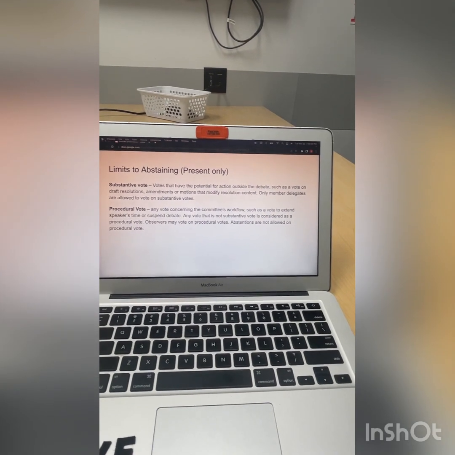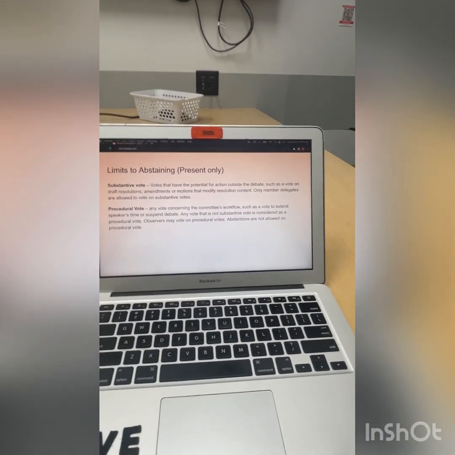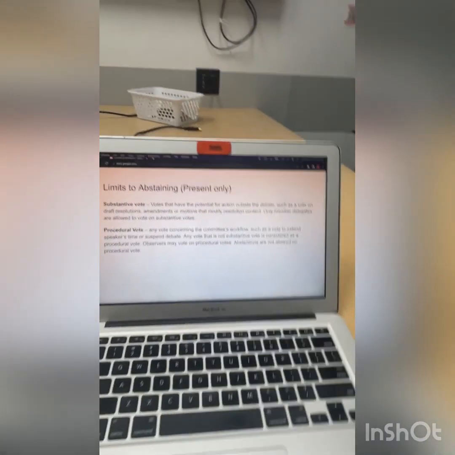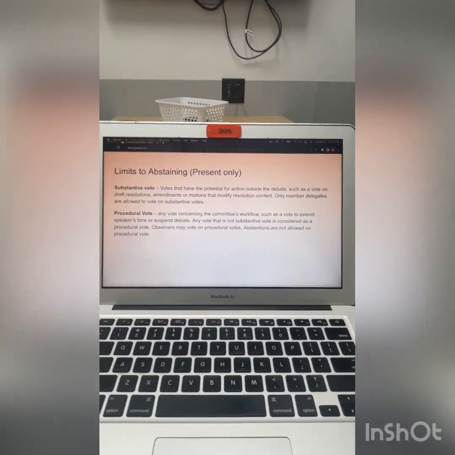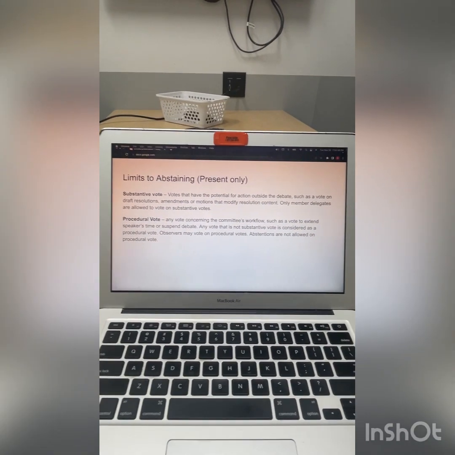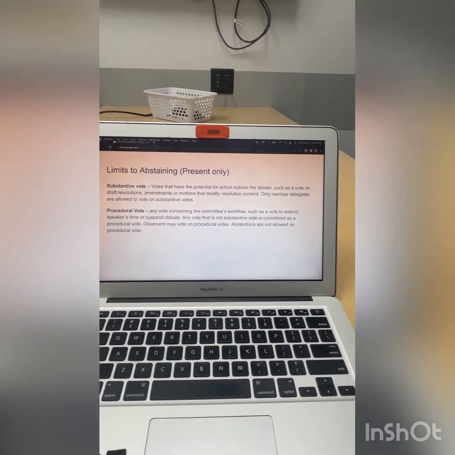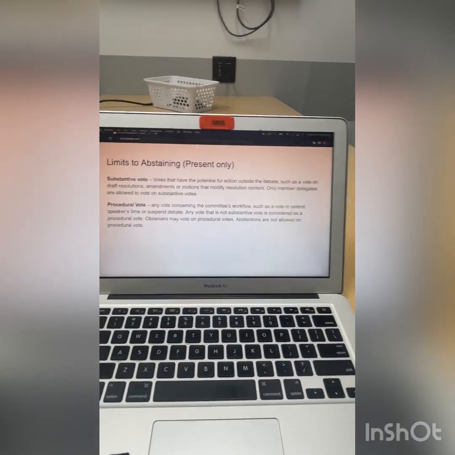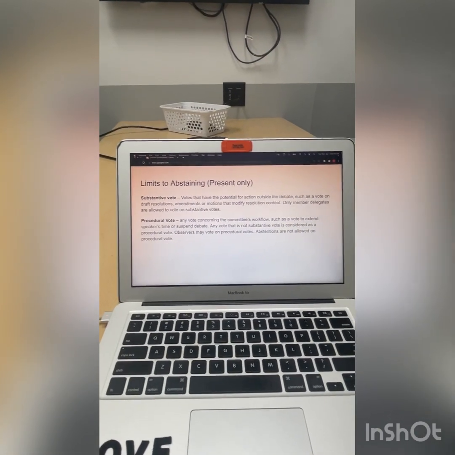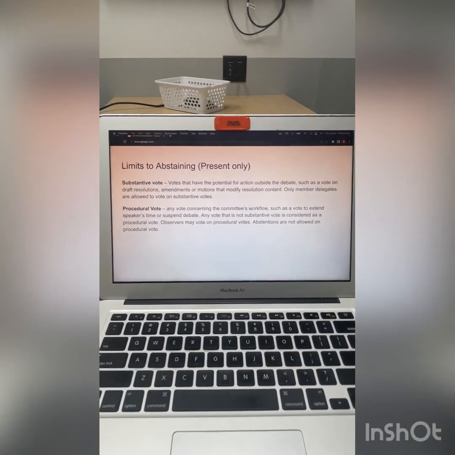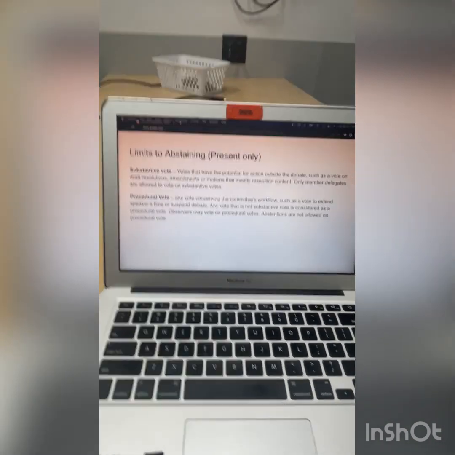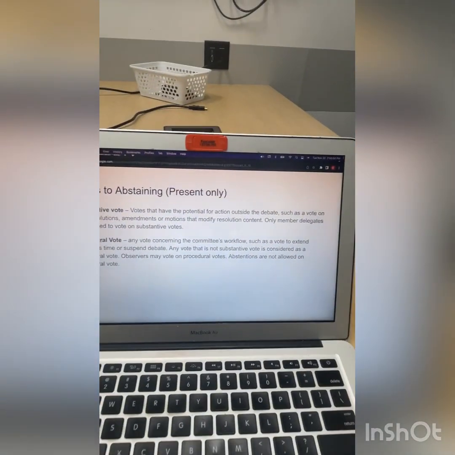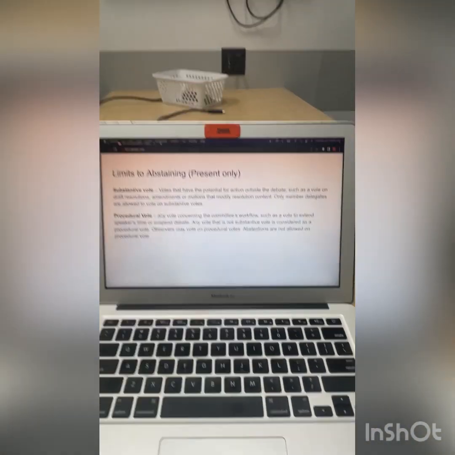But procedural votes, you are not allowed to abstain from, because they concern the committee's workflow, say you need to extend speakers' times or suspend debate. It's a quick and fast process, and you just need to vote right away and let the chair know that, hey, we need to get this done, we need to extend more time for this. Any vote that's not a substantial vote is considered a procedural vote.